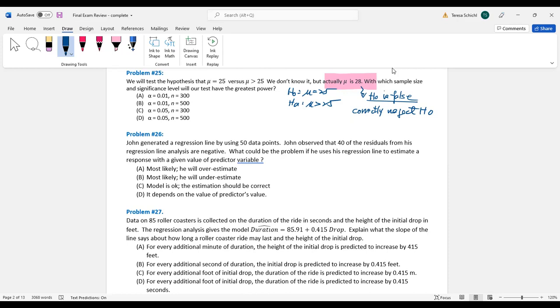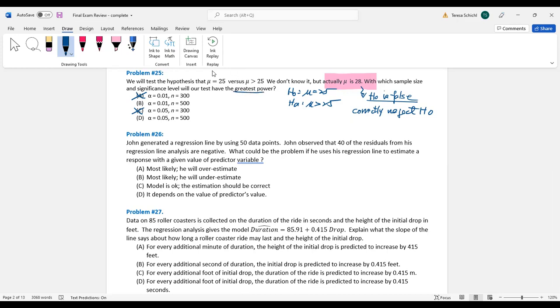The first thing we know is that the greater the sample size, the higher the power, always. So we can cross out A and we can cross out C. Now alpha is 0.01 with n equal to 500, and alpha equal to 0.05 with n equal to 500. Which one will correctly reject, given this is the power? We want the greatest power.